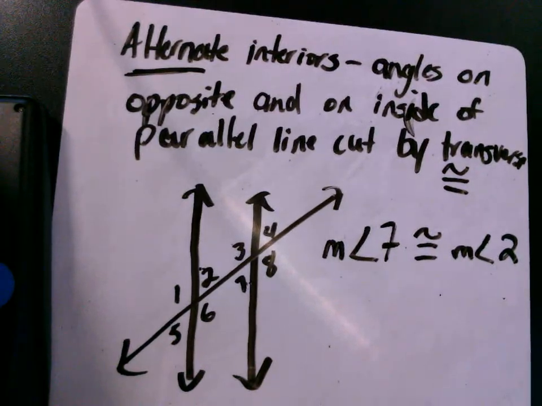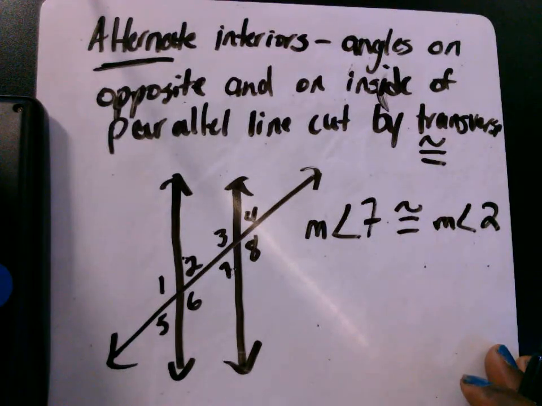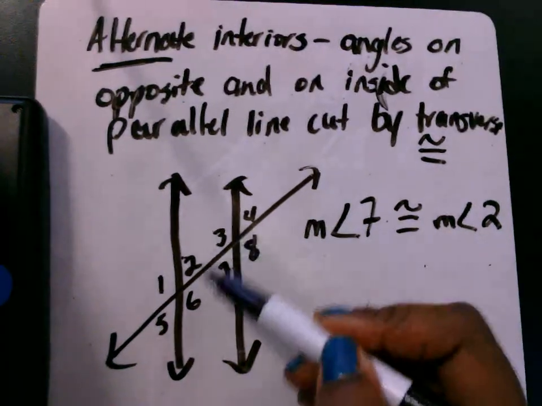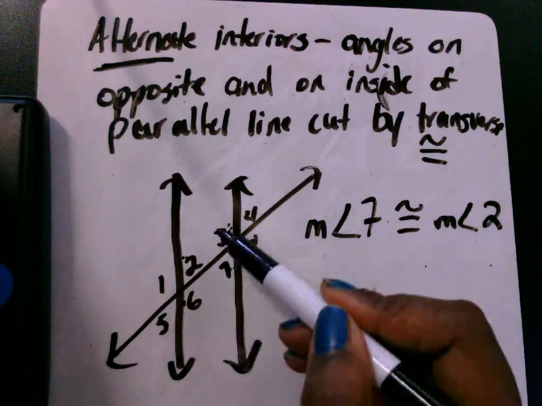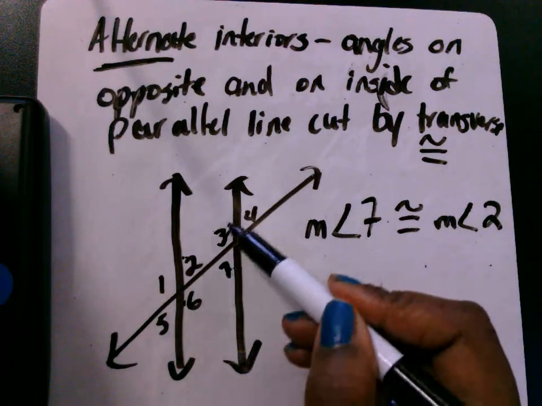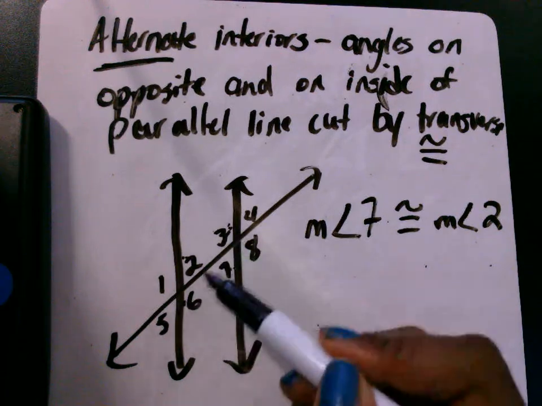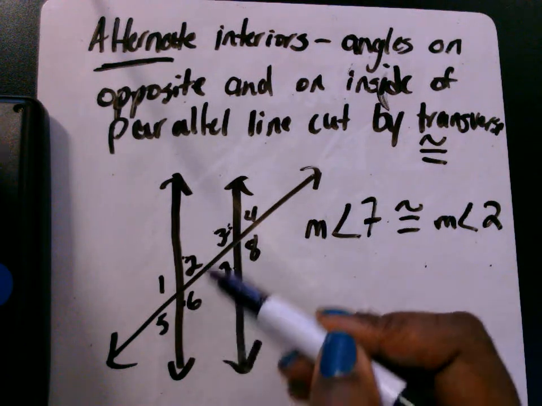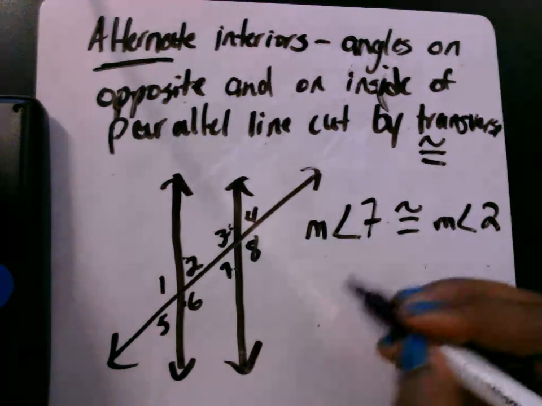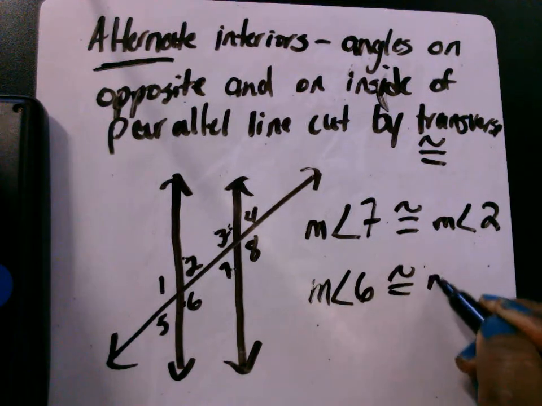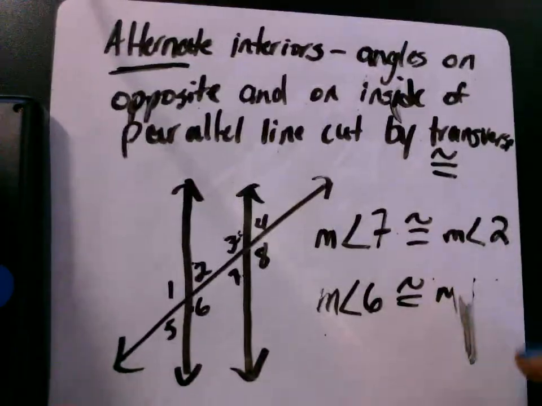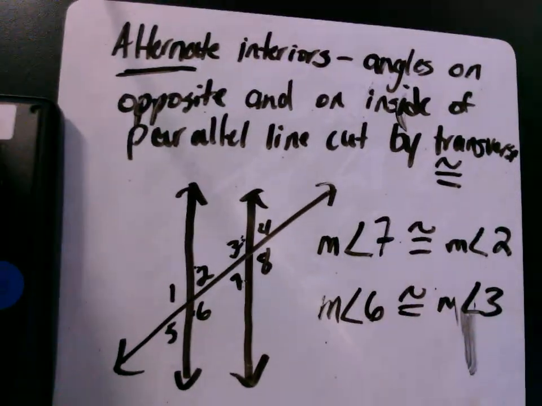What's another pair, Arturo? What's another pair of alternate interior? 3, they're vertical. 3 and 8 are vertical. 3 and 6 are alternate interior. They're on the inside. They're alternate. One's on the top, one's on the bottom, one's on the left, the other's on the right. They are alternate interior angles. So if 6 is 110 degrees, 3 is 110 degrees. So the measurement of angle 6 is congruent to the measurement of angle 3 because they are alternate interior angles.